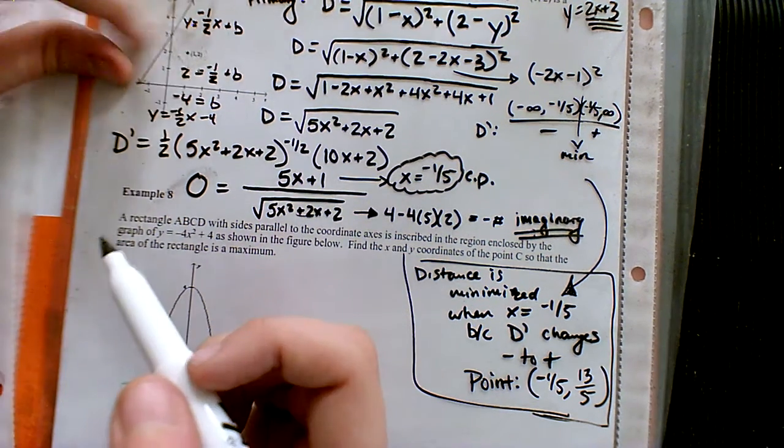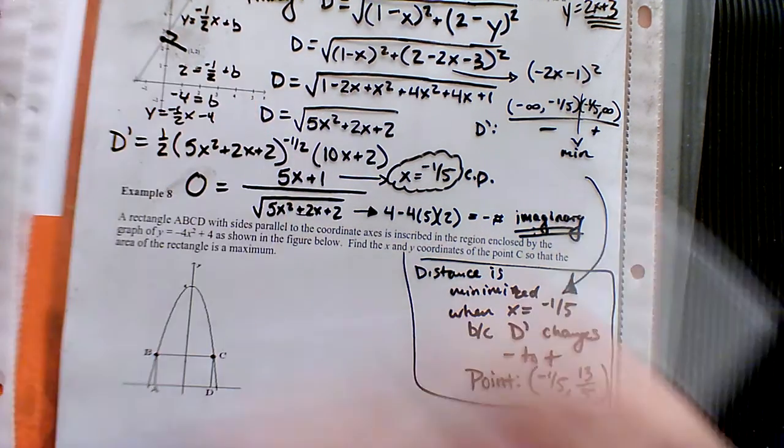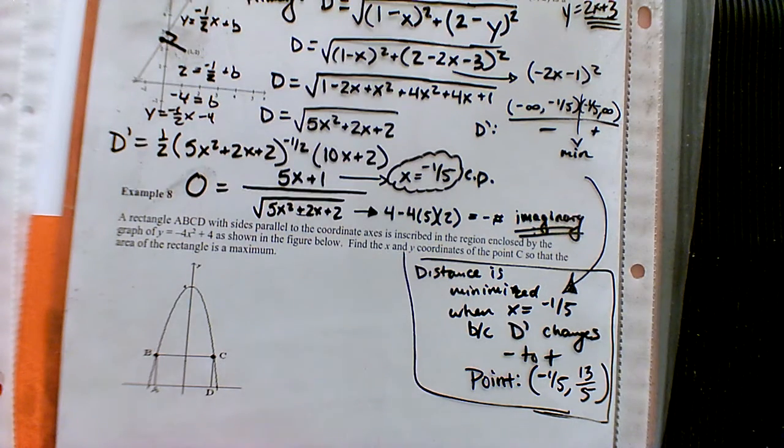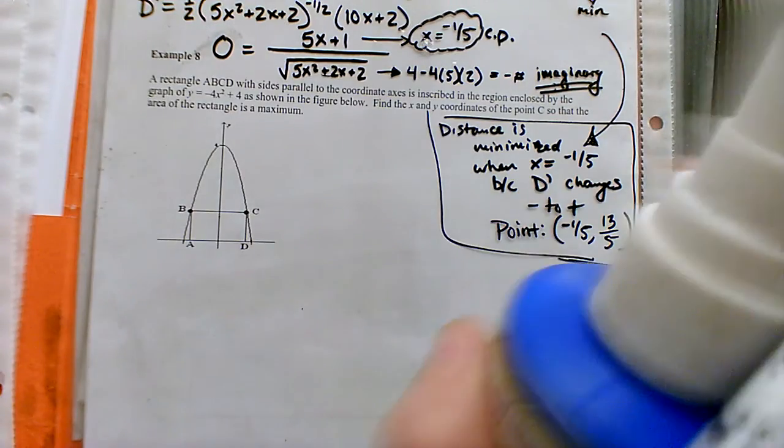All right, so I guess based off this graph, we're somewhere right there, which would be a perpendicular line. All right, good job. Let's try our last one.